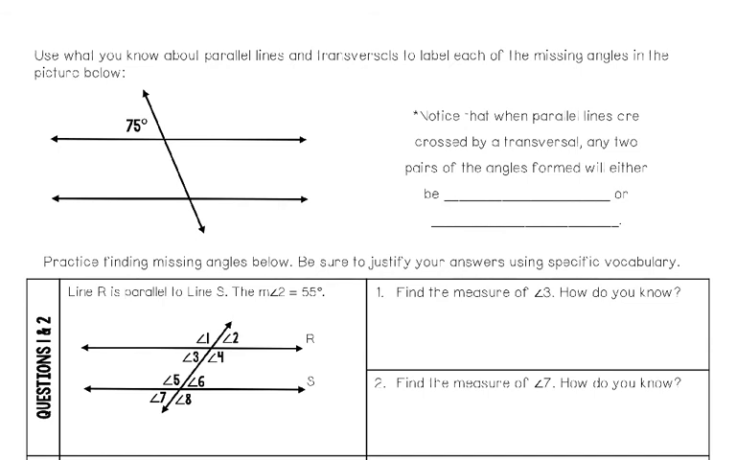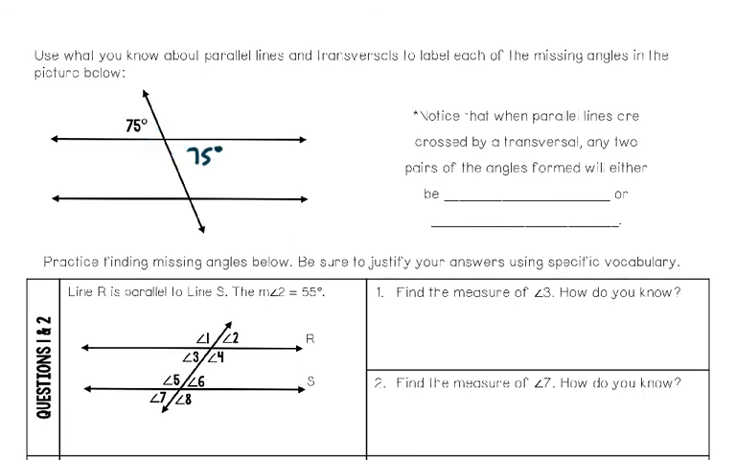All right, so when I look at this, I know that vertical angles are congruent. So let me just show you that in blue here. The vertical angles would be what are across from each other. And since they're congruent, they'll be the same. So if that one was 75 degrees, this will be 75 degrees as well.